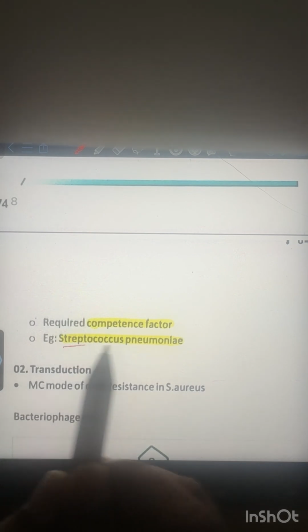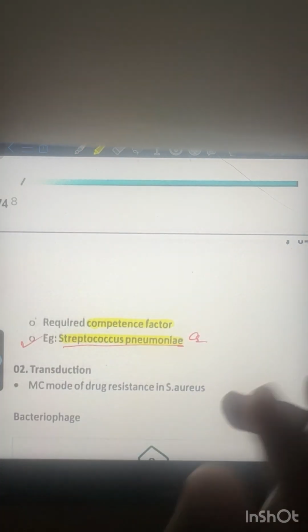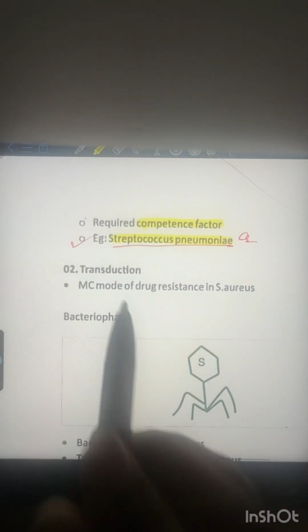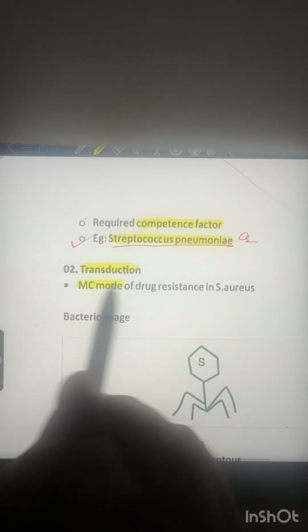One of the examples of a bacteria that tends to undergo this is Streptococcus pneumoniae, on which previous year questions have also been asked. So that is how the bacteria, see, now something new will come inside it, new properties will come, and that is the concept of transformation, which is done. Now I move on to the next one, that is transduction. What is transduction? For transduction, remember, this is the most common mode of inheritance that you have in Staphylococcus aureus.